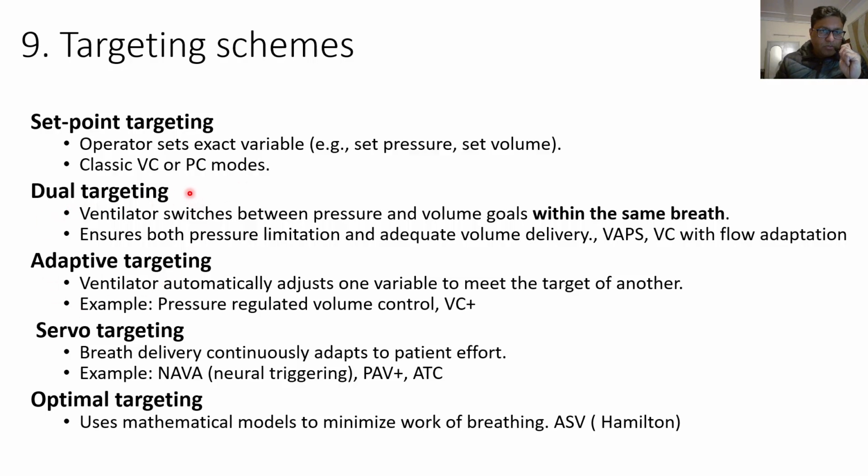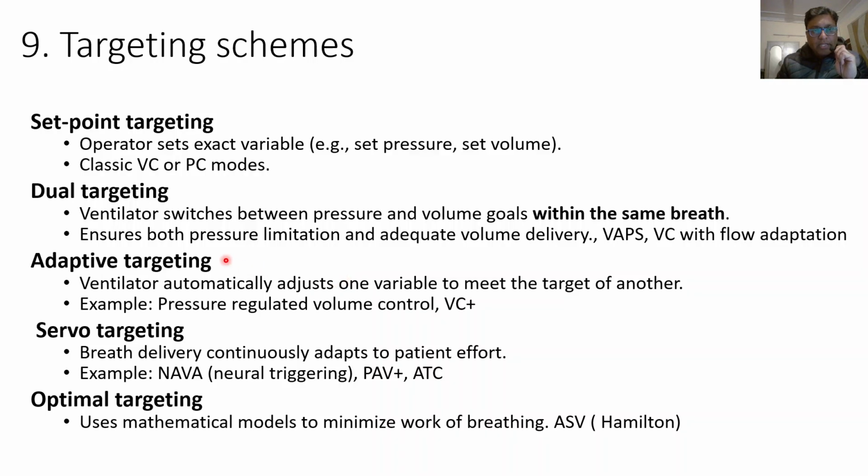Dual targeting is more sophisticated. Here the ventilator switches between pressure and volume goals within the same breath. Not too many modes have this type of targeting scheme. This ensures both pressure limitation and adequate volume delivery. How it is achieved depends upon the particular mode. Examples of this type of targeting scheme are volume assured pressure support and the volume control with flow adaptation mode, active on the Maquet Servo-i.